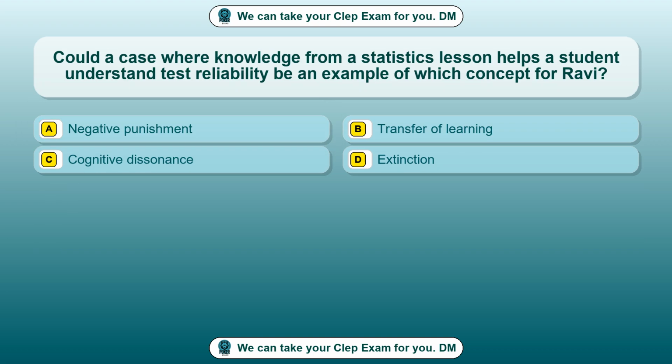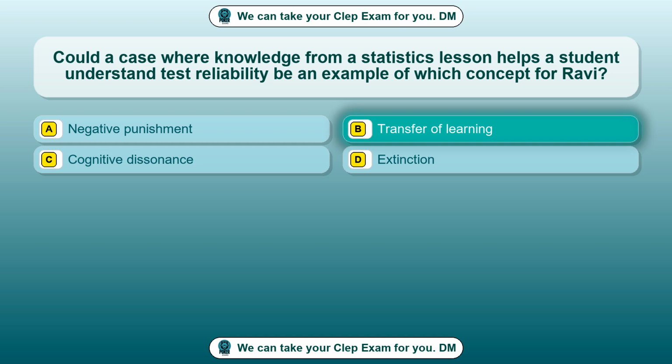Question 42. Could a case where knowledge from a statistics lesson helps a student understand test reliability be an example of which concept for Ravi? Option A, negative punishment. Option B, transfer of learning. Option C, cognitive dissonance. Option D, extinction. The correct answer is option B, transfer of learning.